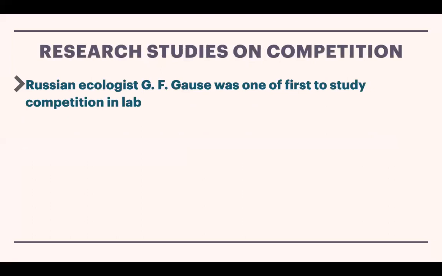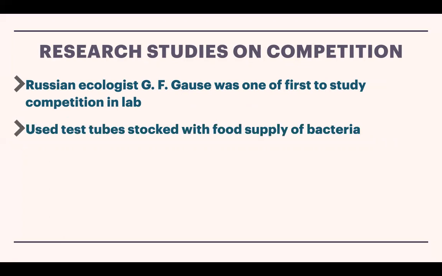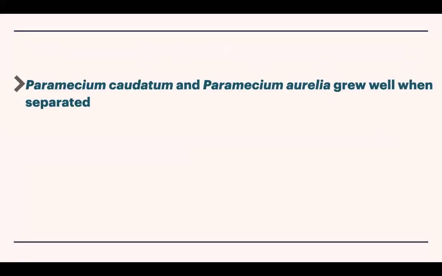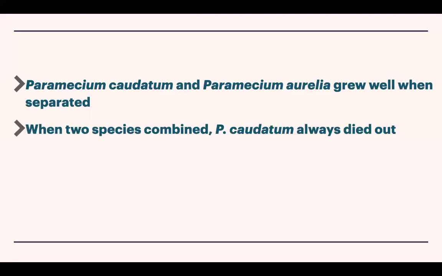Now, there's two studies that I'm going to go through quickly on competition. The first one is by Russian ecologists that studied competition in a lab. He basically looked at two species of paramecium. He looked at them separately and in different combinations. Paramecium eat bacteria. So you have Paramecium caudatum and Paramecium aurelia. When you separate them and they're growing in their own test tube, they both thrive and grow no problem. But as soon as you mix them together, caudatum always died out. Why? Because it wasn't as good of a competitor when it comes to preying on bacteria than aurelia was.